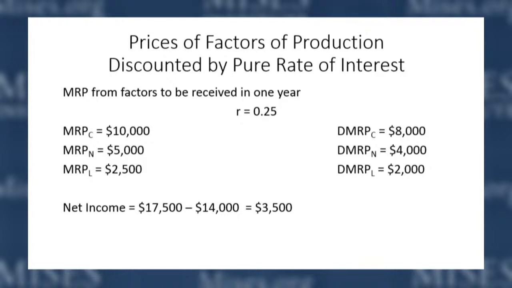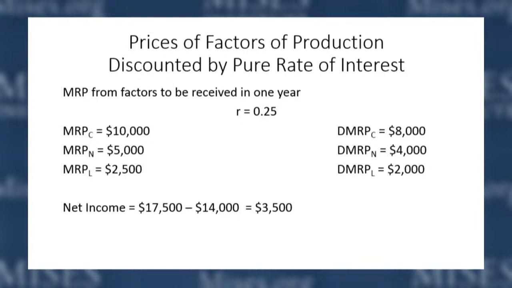Let's suppose that an entrepreneur has a production process with marginal revenue products from the factors. These are capital, land, and labor, in order C, N, and L, in 1 year. And they're 10,000, 5,000, 2,500. So in other words, he's going to produce a good and sell the good for 17,500. So these would be the marginal revenue products that he's going to earn from that. We'll assume the ERE, there's no profit here in my example.